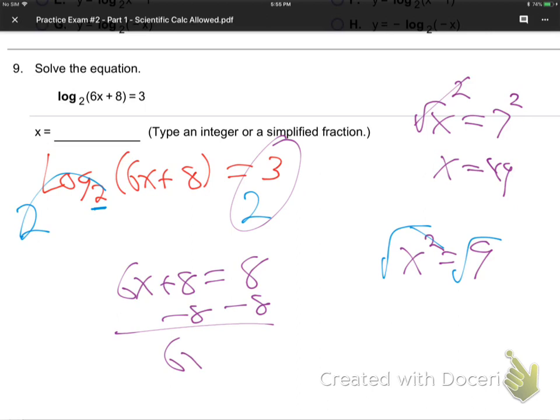Subtract 8 from both sides. 6x is 0. Divide by 6. X is 0. There we go. There's part 1 of practice exam 2.